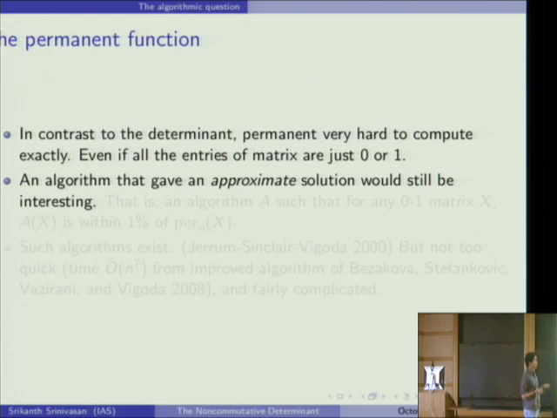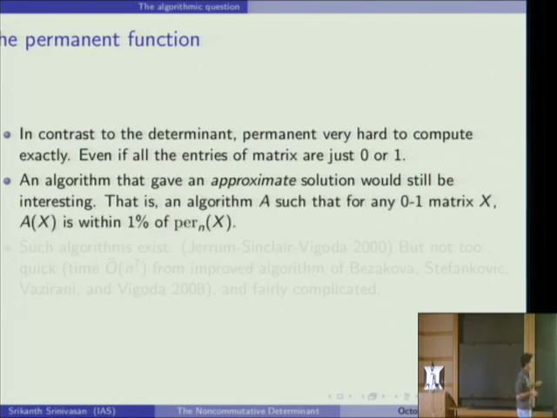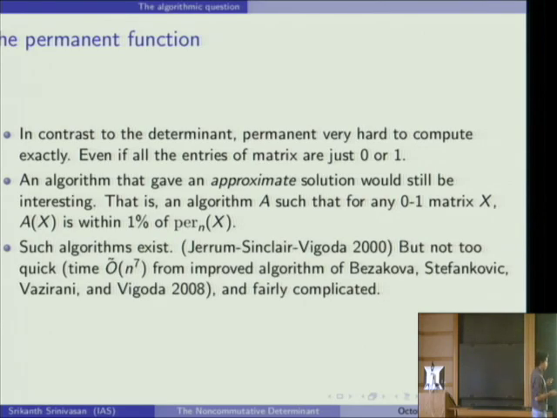So we want an algorithm A such that for any 0-1 matrix X, the value of A of X is within 1% of the permanent. Yeah, and it's not at all clear whether such algorithms exist, and it's a fairly surprising fact that they do. So in a famous result in 2000, Jerrum, Sinclair and Vigoda proved that you can in fact come up with such randomized algorithms.